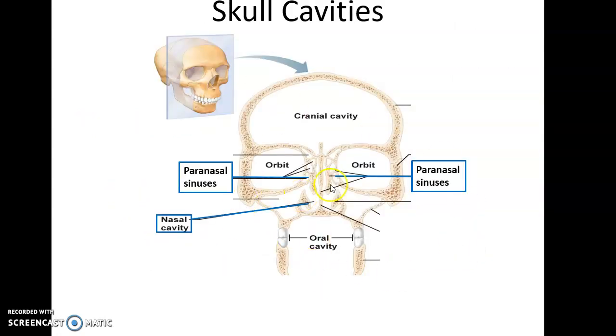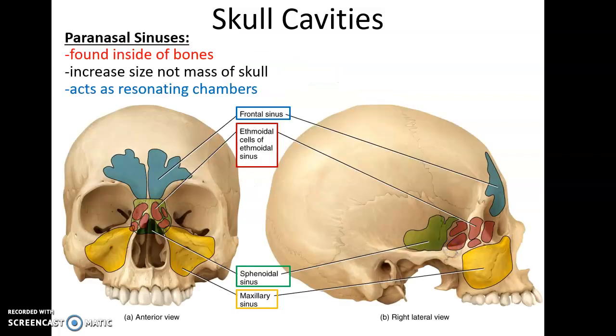Here's a view of the skull, a frontal section. We can see the cranial cavity, the orbits, the oral cavity, the nasal cavity, and also the paranasal sinuses, those spaces within the frontal bone, the ethmoid bone, the sphenoid bone, and the maxilla bones. They allow the skull to get bigger without getting heavier, so increased size but not mass. These spaces act as resonating chambers, so they change the timbre of the adult voice. As it turns out, children do not have paranasal sinuses.